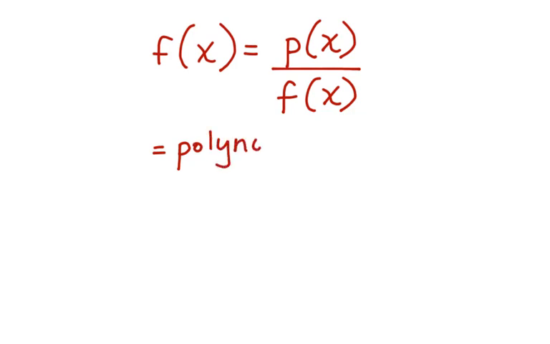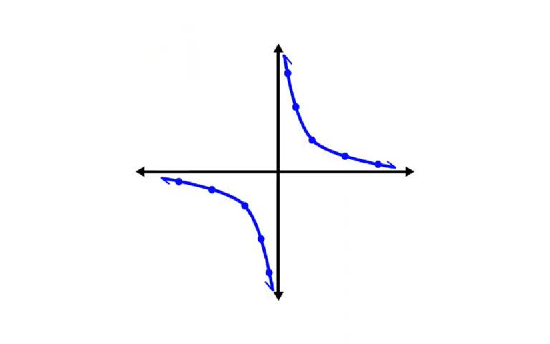And when you graph a rational function, the graph is going to look a particular way. Let's take a look at some graphs of rational functions. Here's the graph of a rational function. It is called a hyperbola.